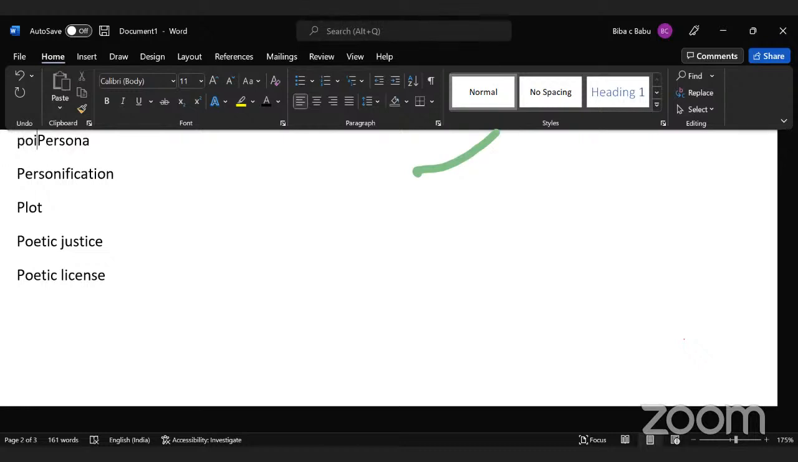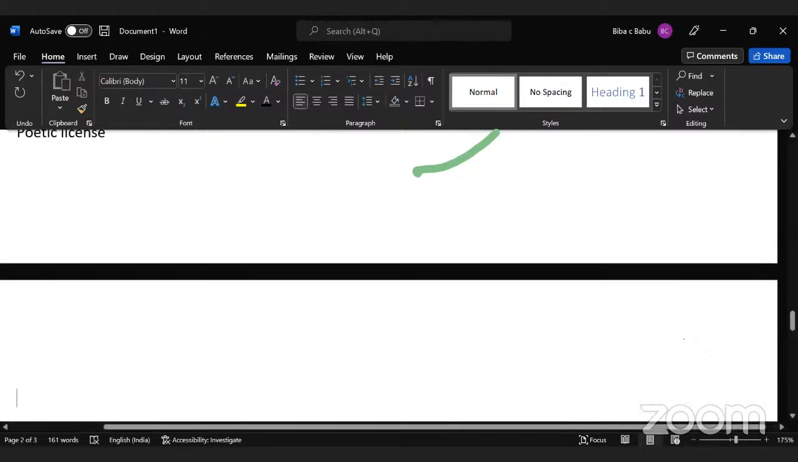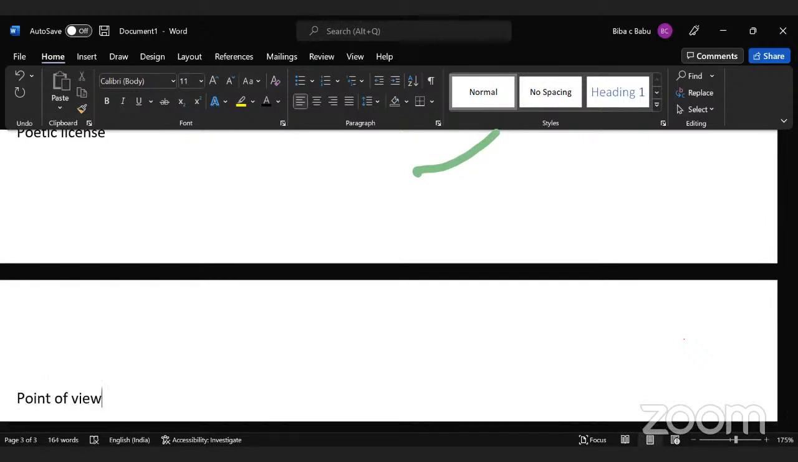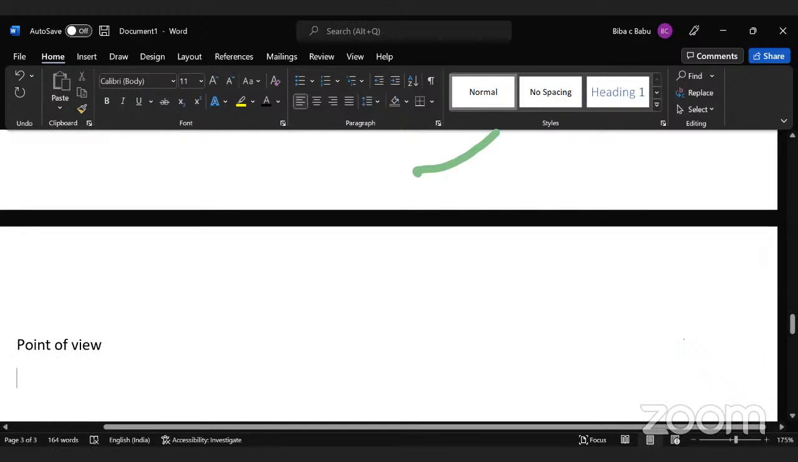Ma'am, poetic license once again. Poetic license is the liberty taken by writers. There will be an established rule, an established way of writing, already established by people. But some writers deviate from it. They discard it and create their own rules.